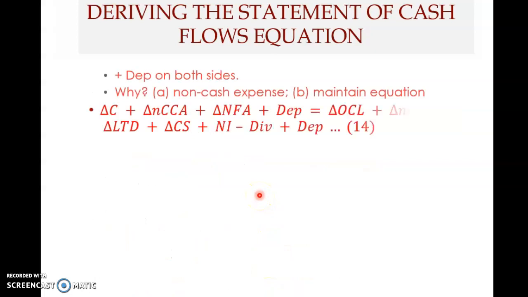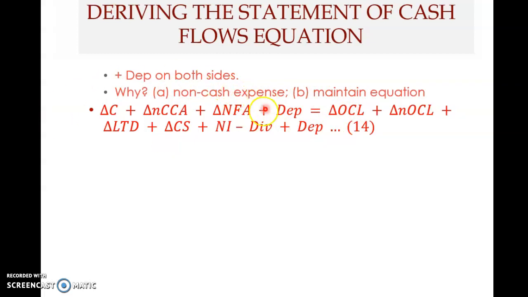Alright. Then what do we do? We are going to do what we did previously in the previous chapter. We add depreciation on both sides of the equation. Depreciation. Why do we do that? Because of the same reason that we did in the previous chapter, because it's a non-cash expense. Depreciation is a non-cash expense. We want to account for cash. From net income, depreciation was already deducted. So therefore, we add back depreciation to reflect the cash flow rather than the accounting income. And we do it on both sides because we want to maintain the equation.